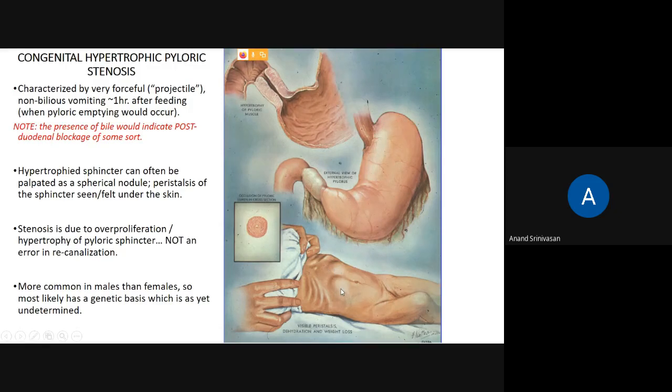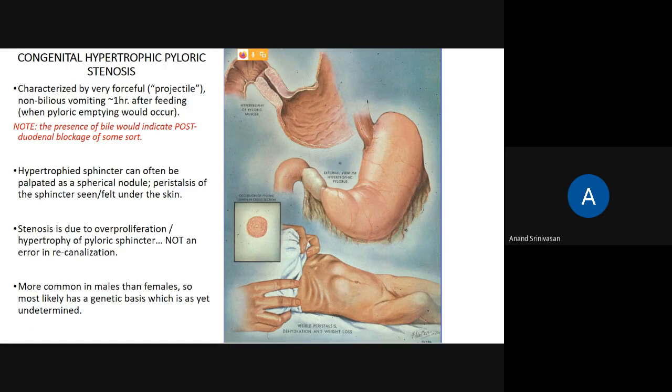Visible gastric peristalsis. And if you see, the vomitus does not contain any bile. It's a non-bilious vomiting. If it is bilious, what color is it? It's green in color, isn't it? So if it is a bilious vomiting, you can suspect duodenal stenosis. But usually in hypertrophic stenosis, it will be just vomiting.